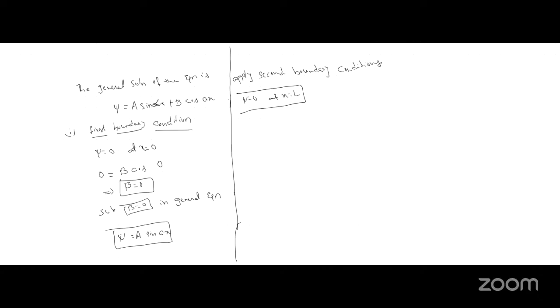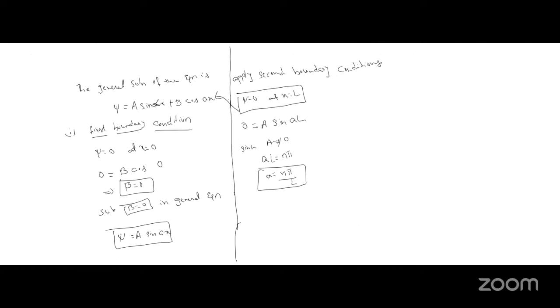Then we substitute in the general equation and get 0 equal to A times sin alpha L. Since A is not equal to 0, alpha L becomes n pi. From this, alpha equal to n pi by L.